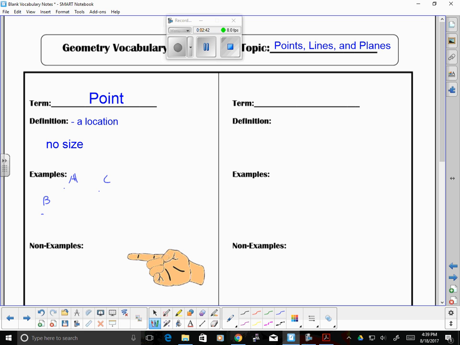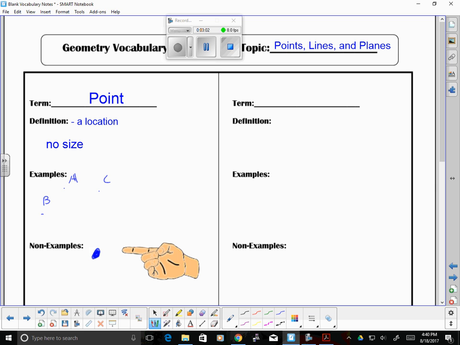What's a non-example of a point? Well, if I keep making this point really big, it kind of becomes a circle. It becomes something that has a height, from here to here, and a width, from there to there. It's representing something that's a little bit too big.